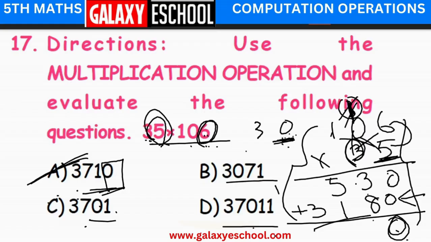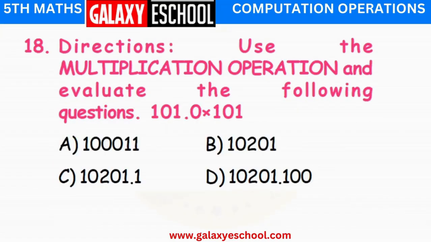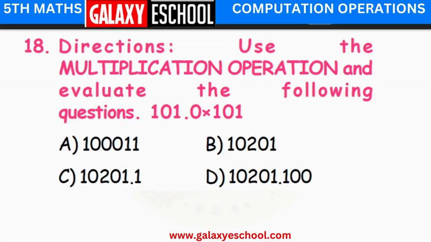Let us cross check by actually adding it. 3 plus 8 becomes 11. 1 here 1 carried. 5 plus 2 6. 6 plus 1 7 and then 3. Yes, we got the same answer, that is 3710. Option A. Moving on to question 18.